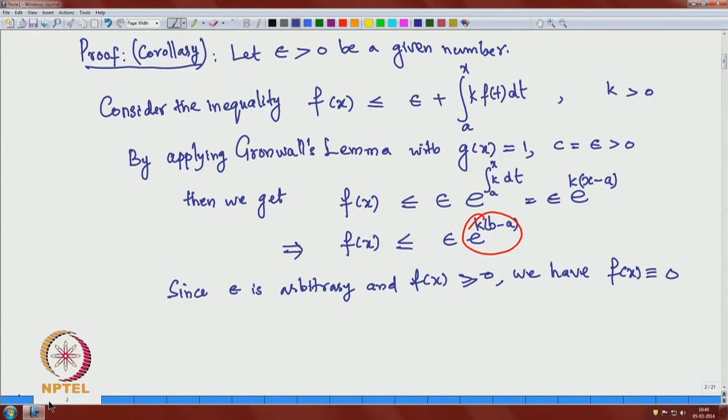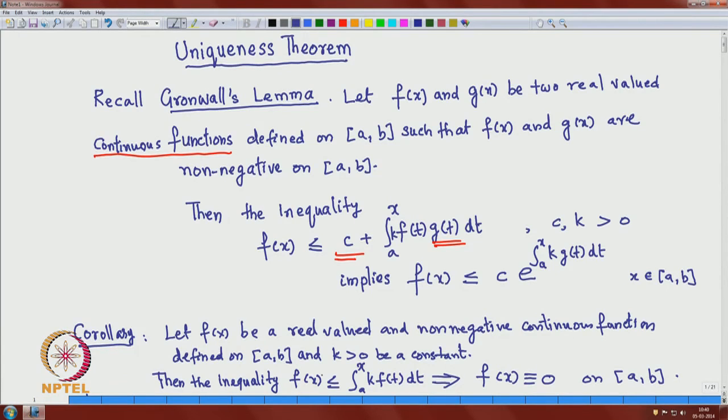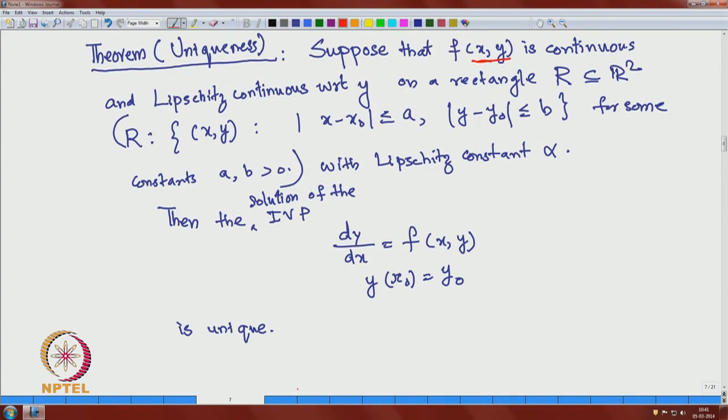See the corollary of Gronwall's lemma. If you have a situation like this, if f(x) is less than or equal to the integral from a to x of k f(t) dt, then f(x) has to be 0. Here the conditions are that f is non-negative and continuous, and k is a positive constant. So the conclusion is f(t) is equal to 0.